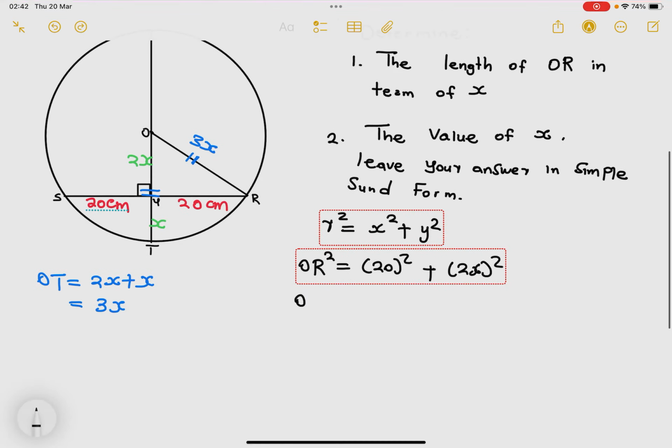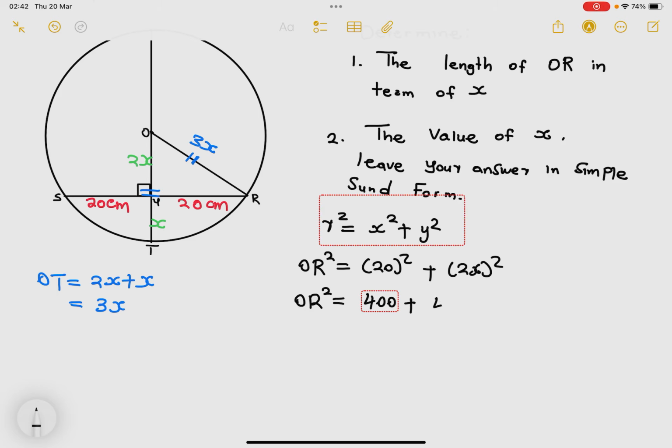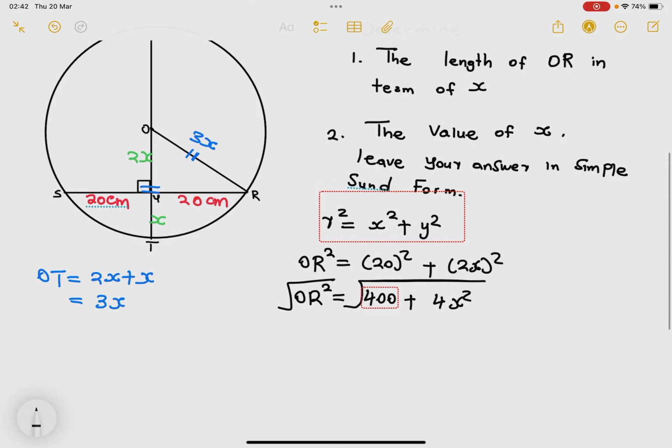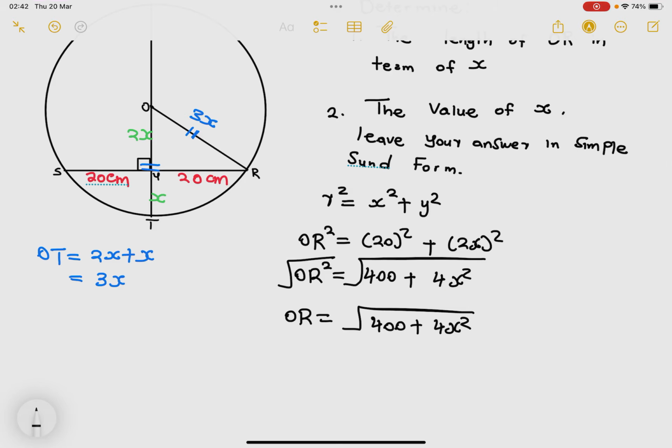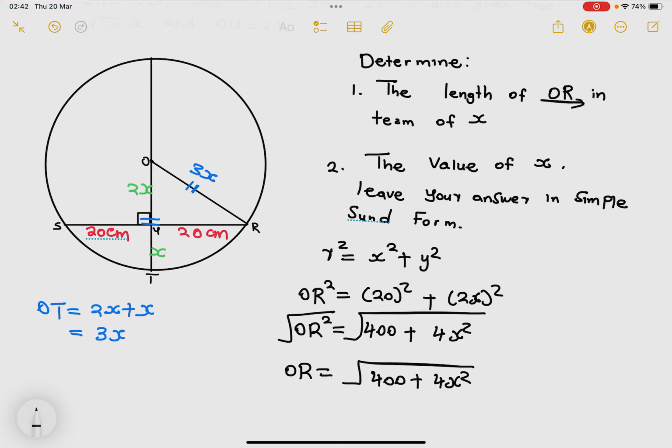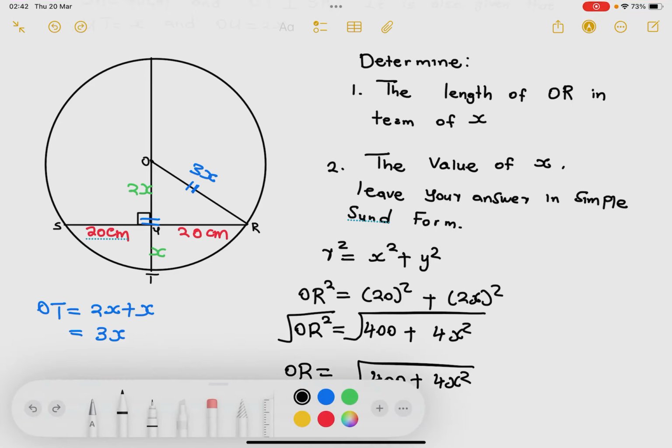So OR squared equals, what is 20 squared? 20 squared is 400, plus 4X squared. So we put the square root on both sides. OR is basically the square root of 400 plus 4X squared. So this is writing OR in terms of X. When they say you need to find OR in terms of X, it means the answer you give must have X in it, right?